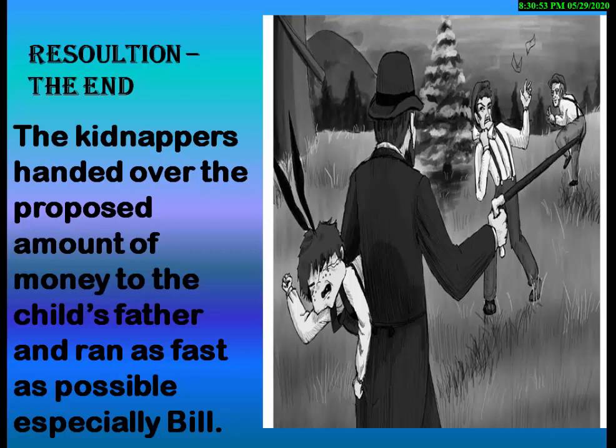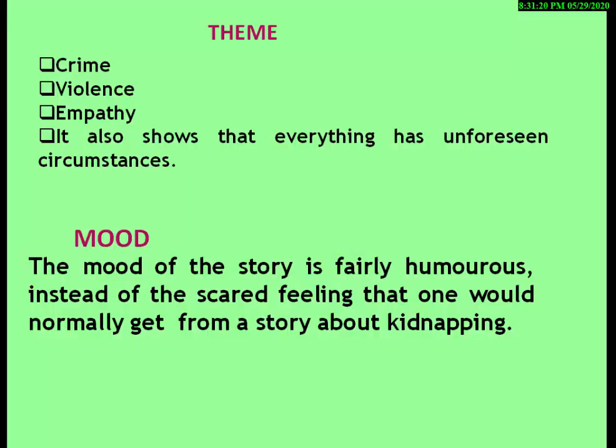And this is how their whole plan to buy the plot of land came to an end, because every situation that they anticipated turned out to be something else that they did not expect. So it was an irony for them. The whole plan turned out to be something which they never expected. Here we see the theme of crime. We see the theme of violence. We see the theme of empathy.